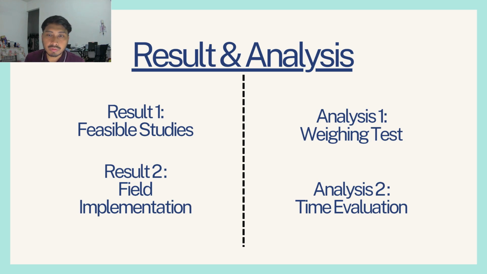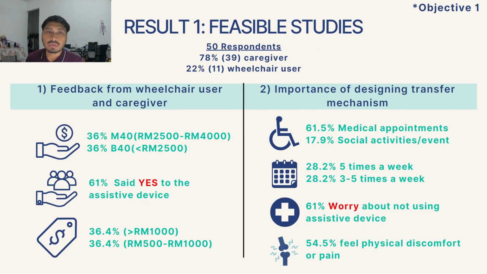There will be two results and also two analyses. For the first result, the feasibility study, I made a survey targeted at both caregivers and wheelchair users. After 2 weeks of the survey, I observed that 50 respondents took the survey. Basically, the survey has two sections: feedback from wheelchair users and caregivers, and the importance of designing a transfer mechanism.